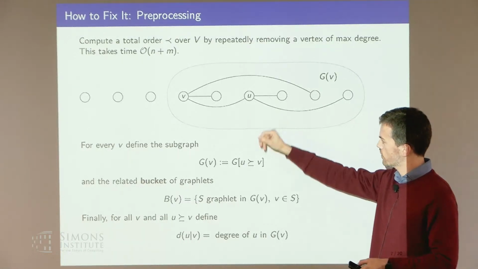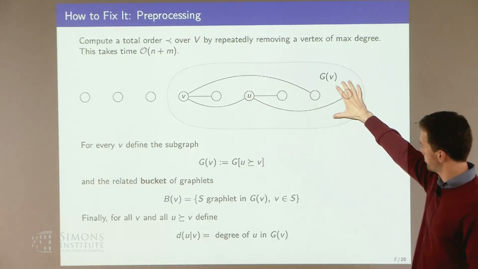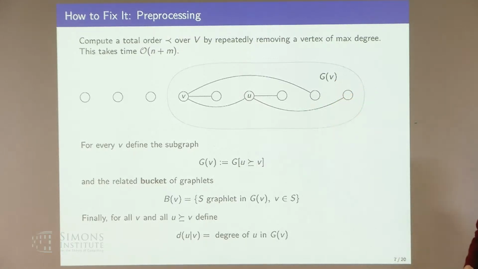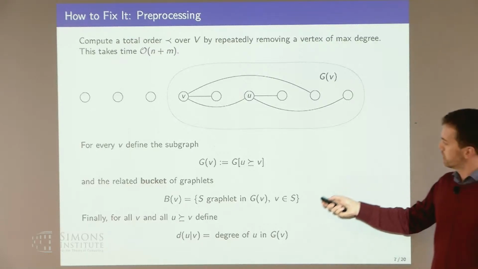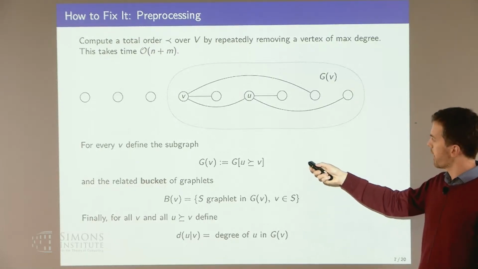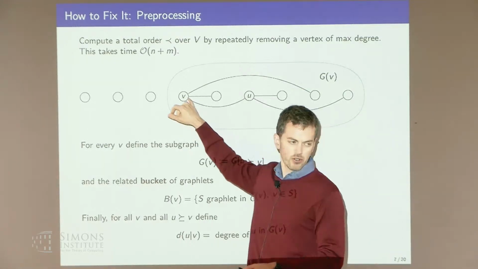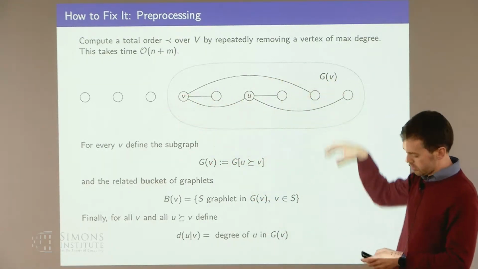Let's look at a vertex V and all vertices after it in the ordering. I call the corresponding induced subgraph G of V. And I call B of V the set of graphlets that contain V and are inside GV. Okay, so any graphlet that is, let's say, anchored to V and then is around here.